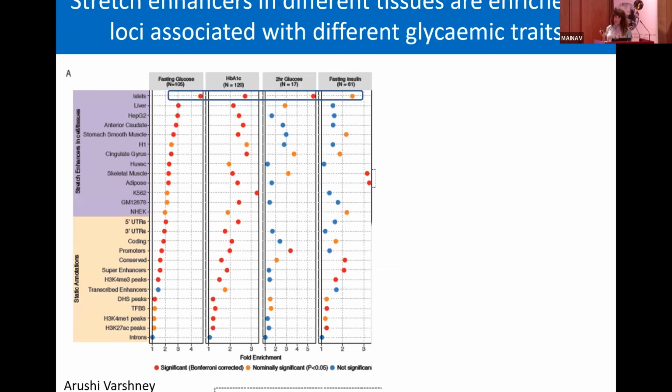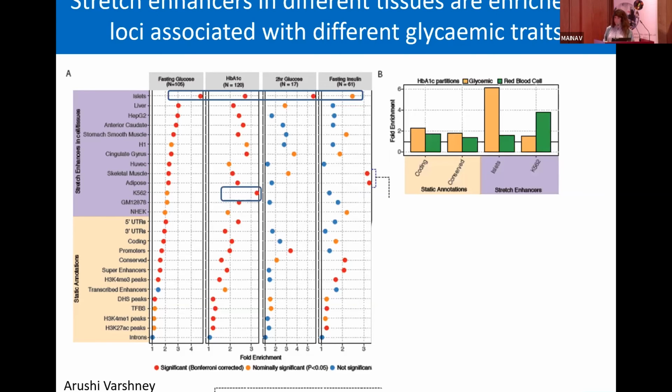So these are non-coding regions of the genome. They have regulatory function, and they are responsible for regulation of gene expression in a tissue-specific manner. And what I'm showing here is that for fasting glucose, HbA1c, 2-hour glucose, and fasting insulin, if we take the loci that are associated with these traits, there's very strong enrichment for signals that are enriched in stretch enhancers in islets, as you might expect, because islets are responsible for a lot of the beta cell function and insulin secretion. Very interestingly, and it maps back to what I was telling you about the HbA1c trait, for HbA1c, we also see enrichment in a cell type that is derived from blood.